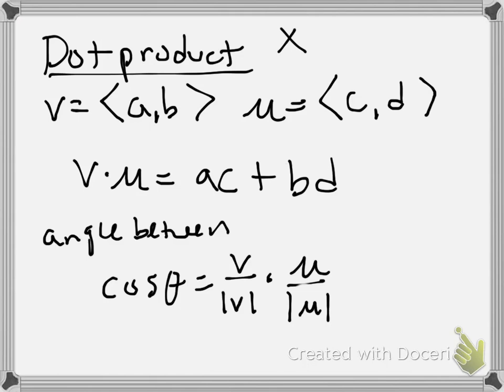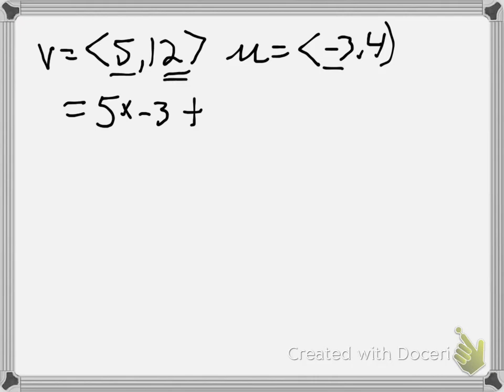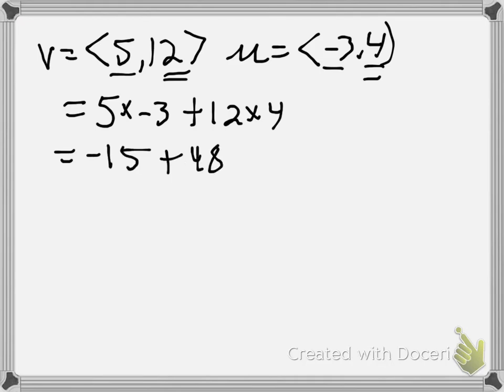So there are times where we are going to have to multiply two things together. Let's say if we're going to do a dot product, we have B at 5, 12, and U at negative 3, 4. All I need to do is multiply these two together, so 5 times negative 3, plus 12 times 4. That gives me negative 15 plus 48, which gives me 33. So there's my dot product, or my multiplication of the two. And there's a couple of those in your homework.